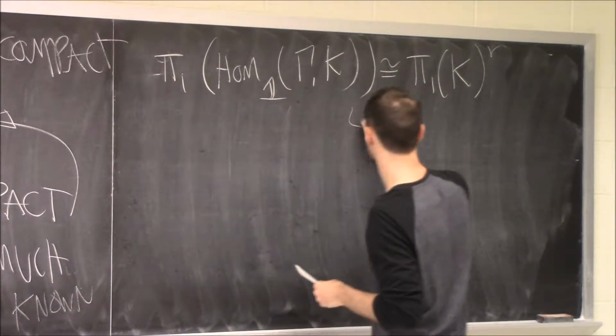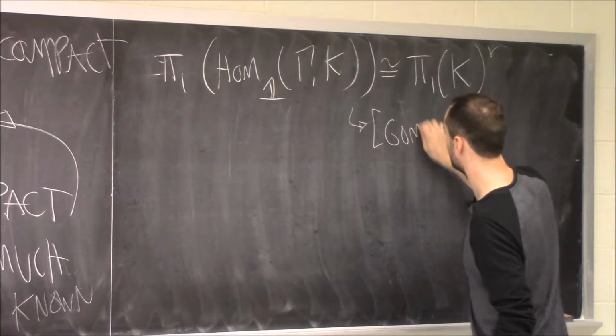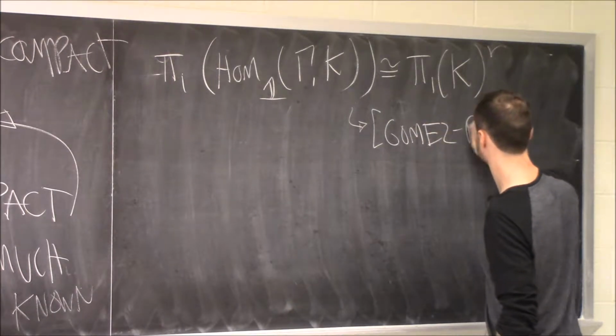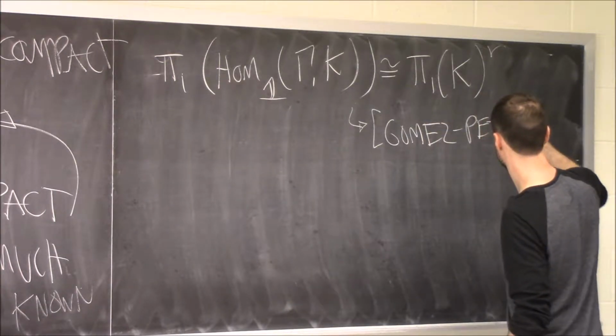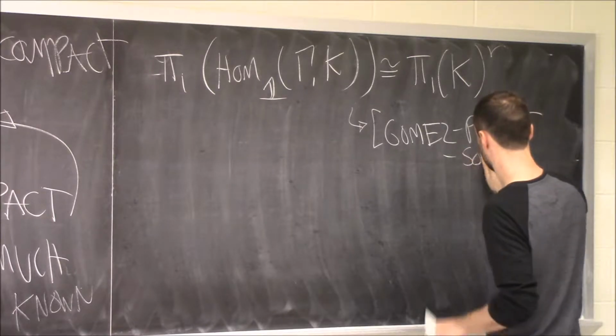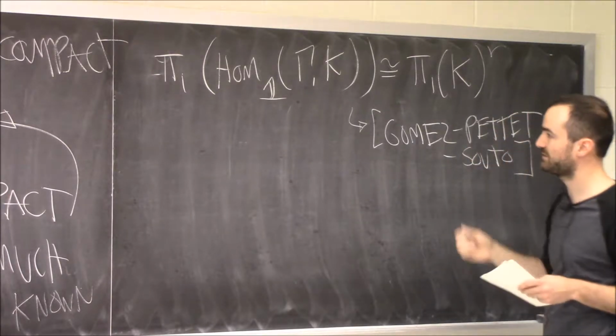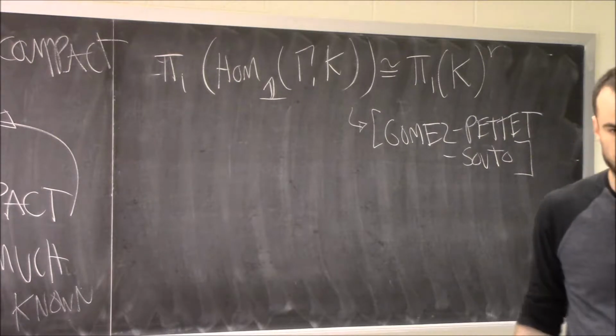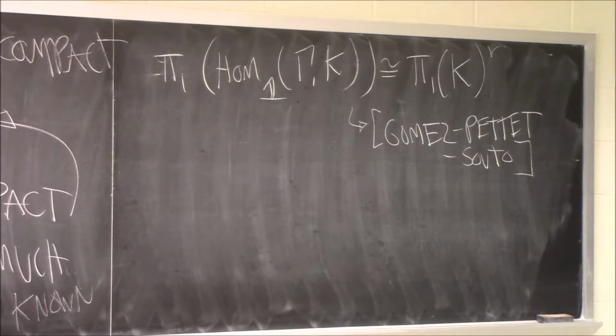So this is a result of Gomez, Petit, and Soto. And I'll say this. Just a second. So R, is R the smallest number? The rank of gamma? Yeah, the rank. Smallest number, yes.